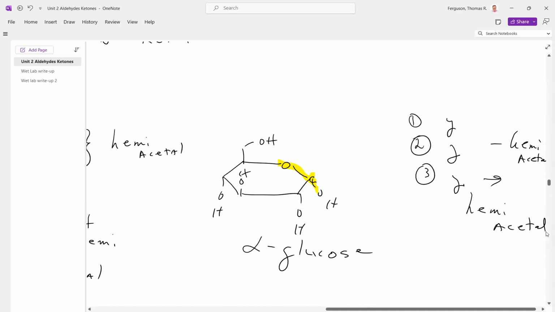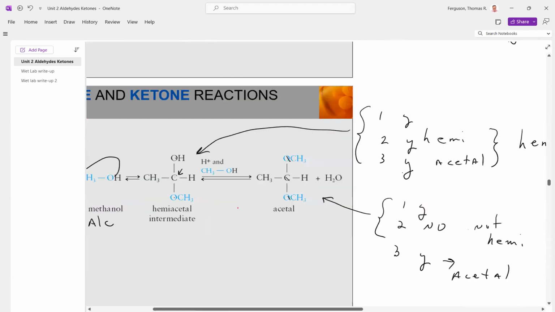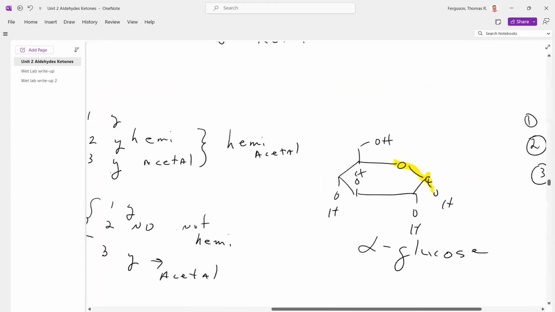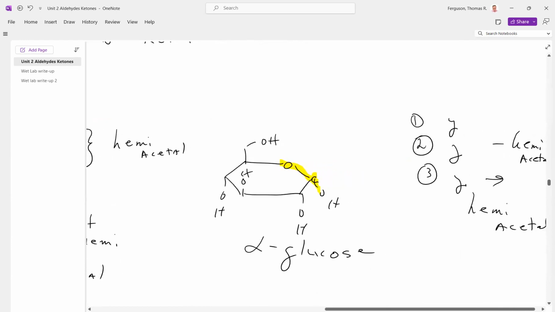Now, what's important about that is that notice those are double arrows. So if you form a hemiacetal, it can revert back to the aldehyde and alcohol, or go on and be further oxidized. So that means that glucose can open up to its aldehyde and alcohol version.